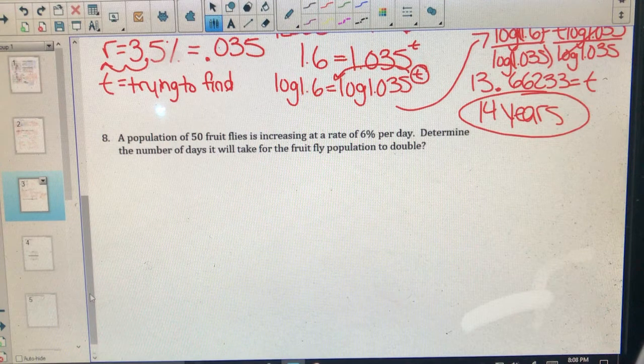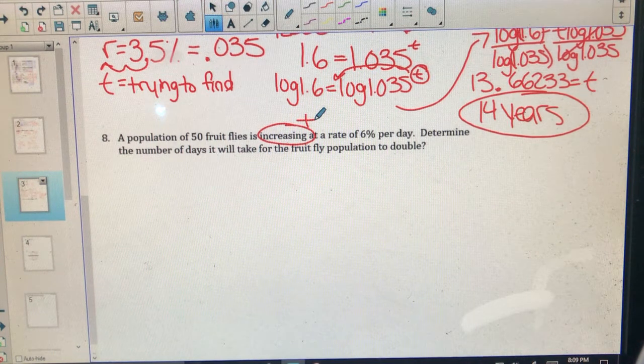Right, now number 8. Same type of problem for number 8. We're talking about a population of 50 fruit flies is increasing, so it's a plus again in my formula, at a rate of 6% per day. Determine the number of days it will take for the fruit fly population to double.